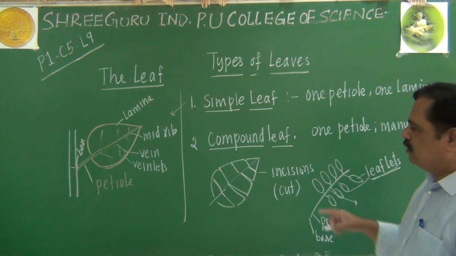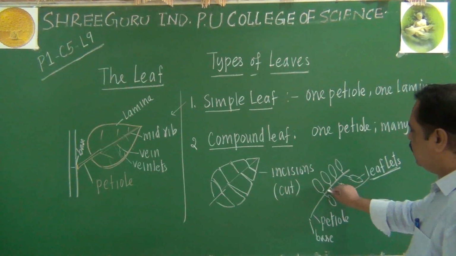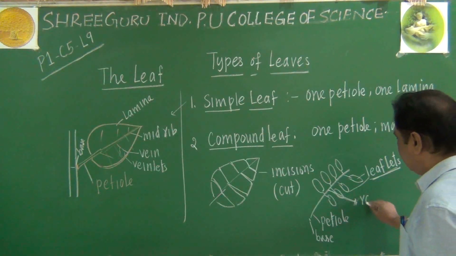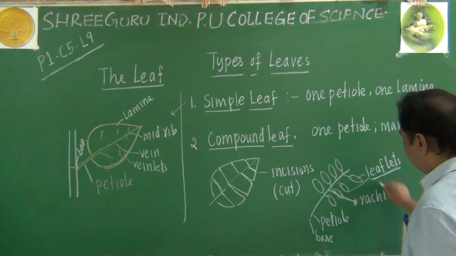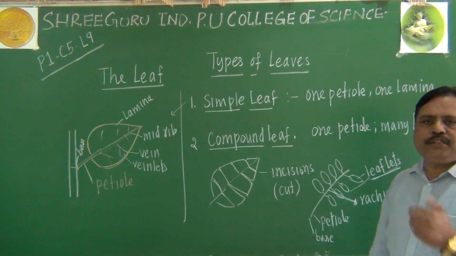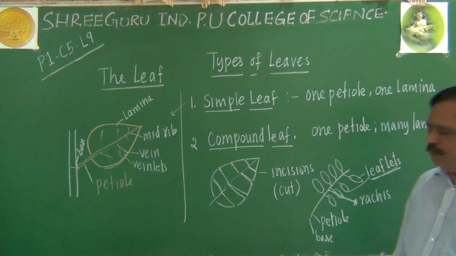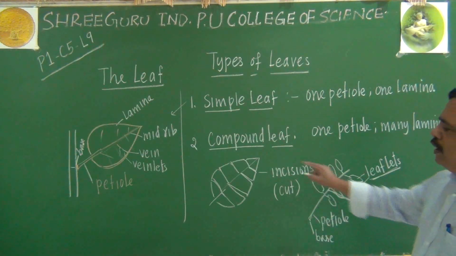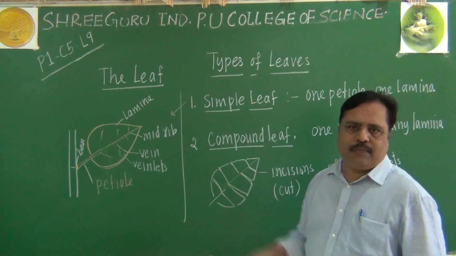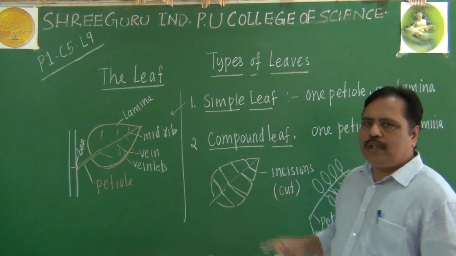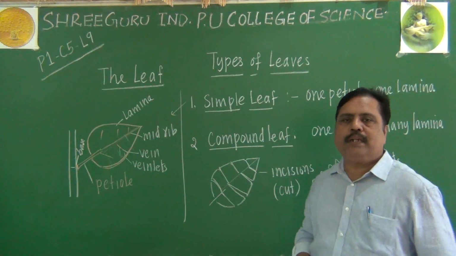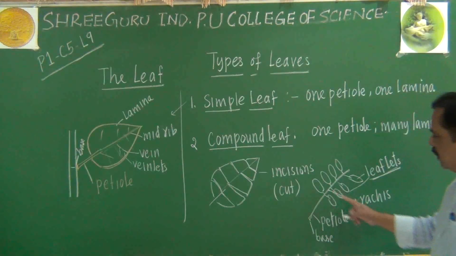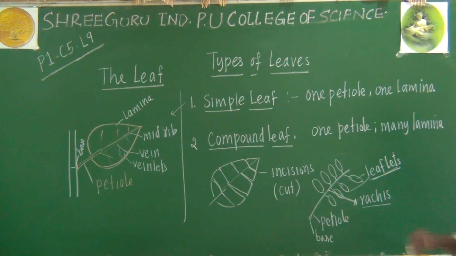Midrib? We should not use the word midrib here. This is called the rachis of the leaf, we can say. So petiole will be extending into midrib in which leaf? Simple leaf. In a compound leaf, we do not use the word midrib. Instead of that, we use the word rachis here. Do you understand my point?